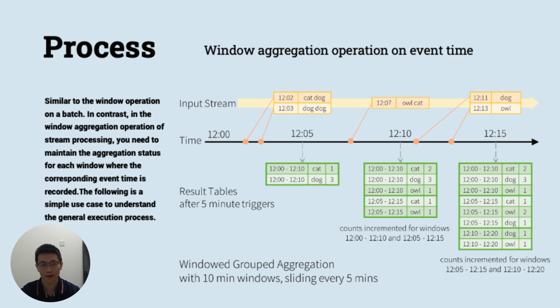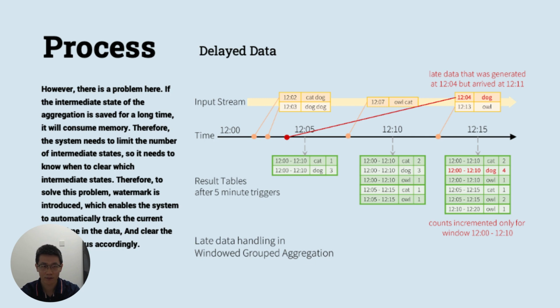Let's take a look at the diagram below, which resembles the one we discussed earlier. Now let's dive a bit deeper. The input stream is the same as what we saw before. The triggering times are at 12:05, 12:10, and 12:15. In this case, we will focus on how the internal state changes after each batch processing cycle. After the first cycle at 12:05, the records from 12:02 and 12:03 are within the window of 12:00 to 12:10. The word cat has a count of 1, and dog remains the same.